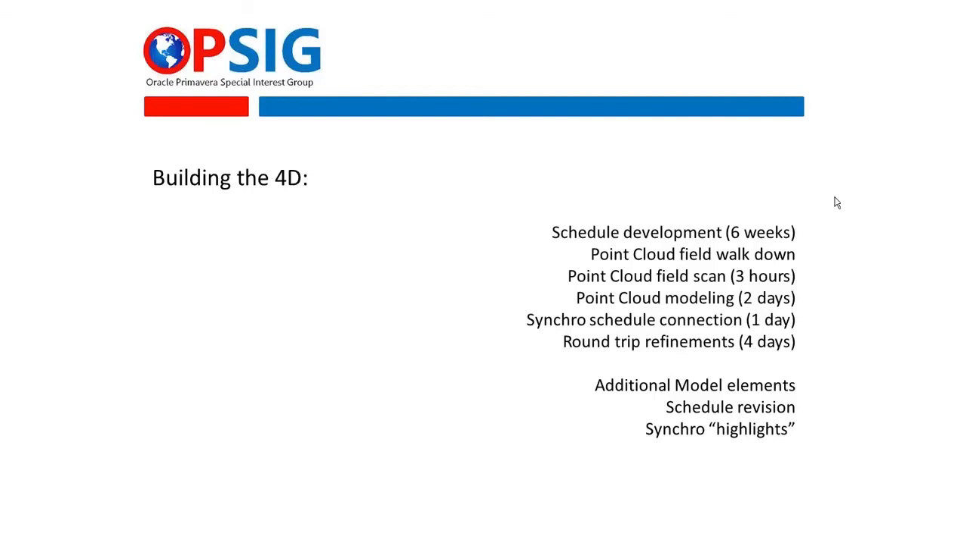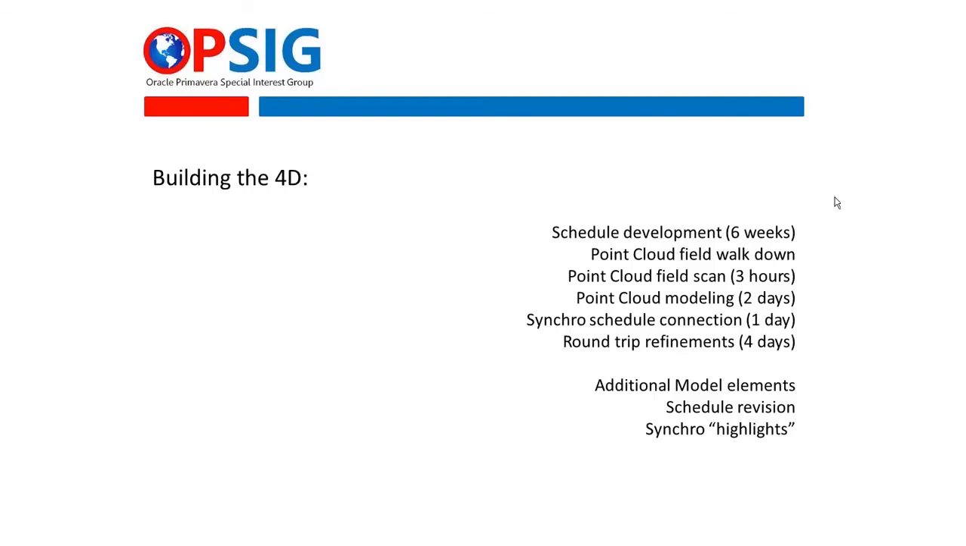And then we did about 4 days of round-trip refinements. Total on the phone with the Synchro software engineer, maybe had 5 hours total on the phone. At the end of this process, we were done. So once we had the 3D and the schedule, we were done in about a week.